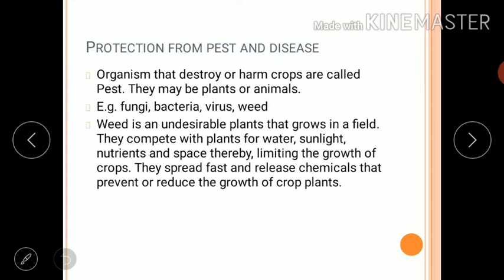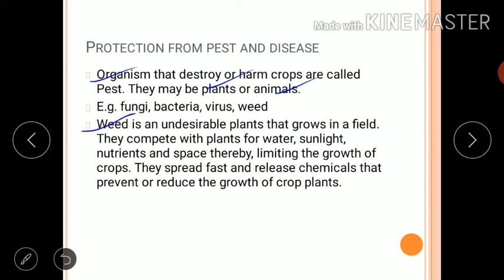Protection from pests. Organisms that harm or destroy the crops are called pests. They may be plants or animals. Microorganisms like bacteria, fungi, and viruses may also infect the plants and spread diseases through air, soil, and contaminated seeds.